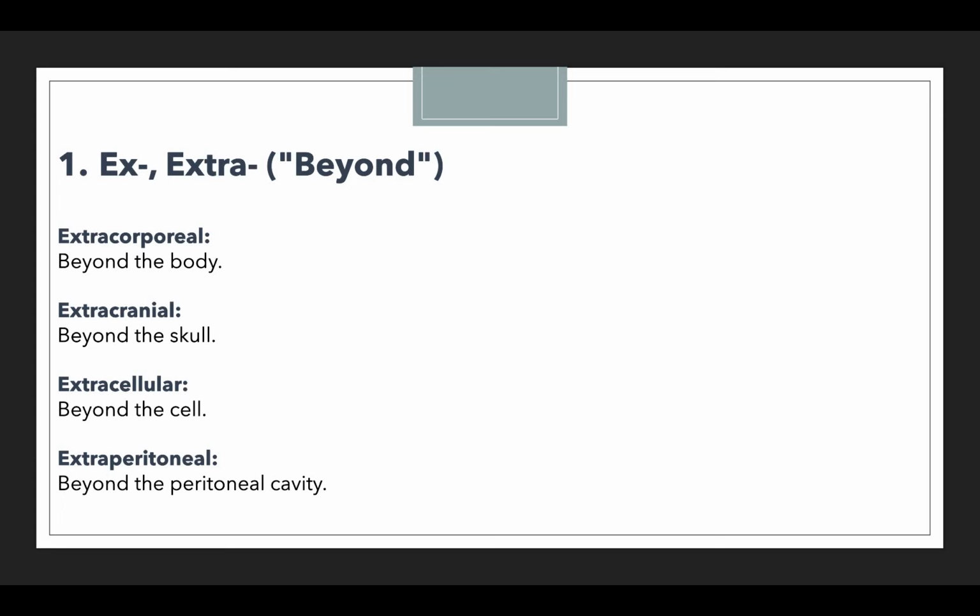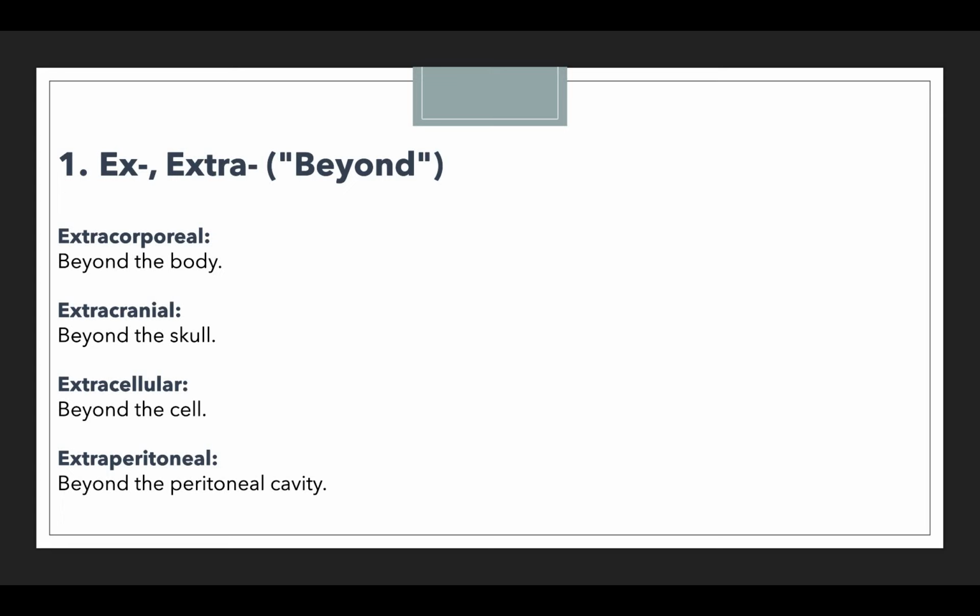Okay, fine. Now we will discuss the third example, which is extracellular. Extracellular. You can see in each and every example, one thing is common, which is beyond. Beyond the body, beyond the skull, beyond the cell. So that's the reason we are using extra, or sometimes x, to showcase something as beyond. Extracellular is used to showcase beyond the cell. Extra and cellular, you can divide it into two parts. Extra is showing something as beyond, and cellular means the cell.